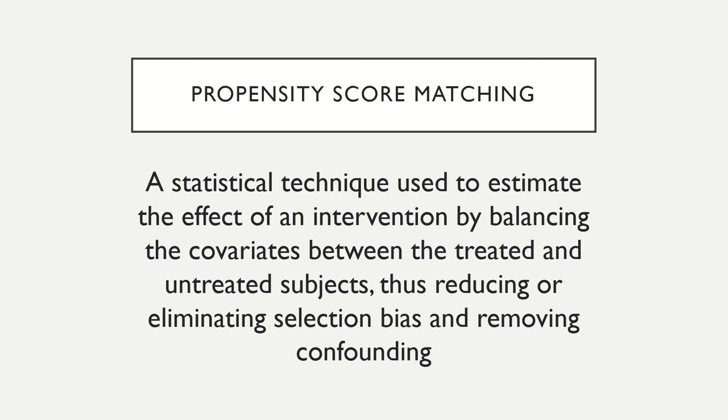Propensity score matching is a statistical technique used to estimate the effect of an intervention by balancing the covariates between the treated and untreated subjects, thus reducing or eliminating selection bias and removing confounding.